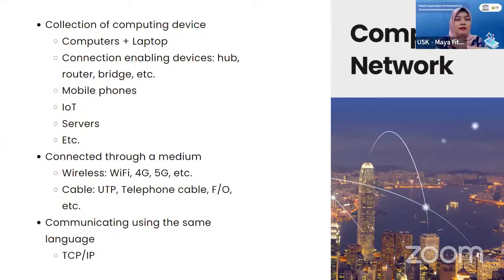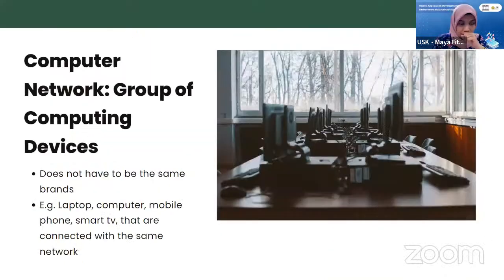They speak in TCP and IP. Okay. A computer network is a group of computing devices. They don't have to be the same brand. For example, your laptop, your mobile phone, or at home your smart TV, and they are all connected through the same network at your home, like a Wi-Fi network.